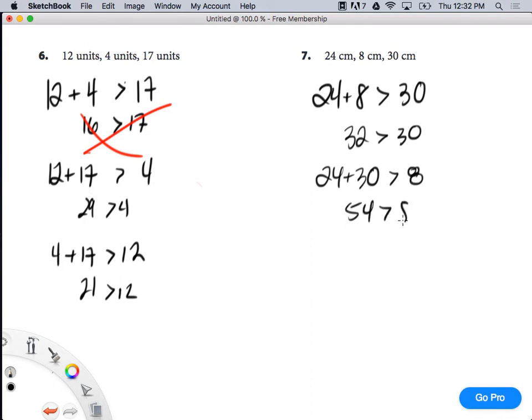That one works. This one works. All those sides work. Does that make sense? All right. Any questions?